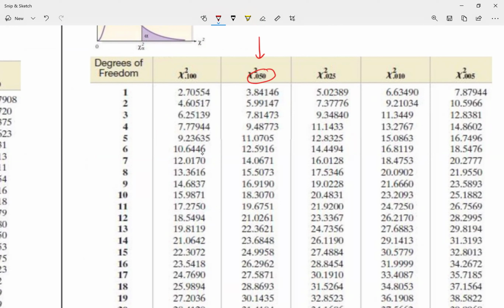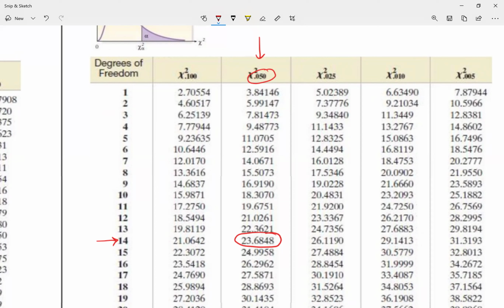My degrees of freedom was 14. So I see my 14 here. And these two meet at this value, 23.6848. I had to round it to 4 decimal places, so that's great. I have my answer in 4 decimal places.